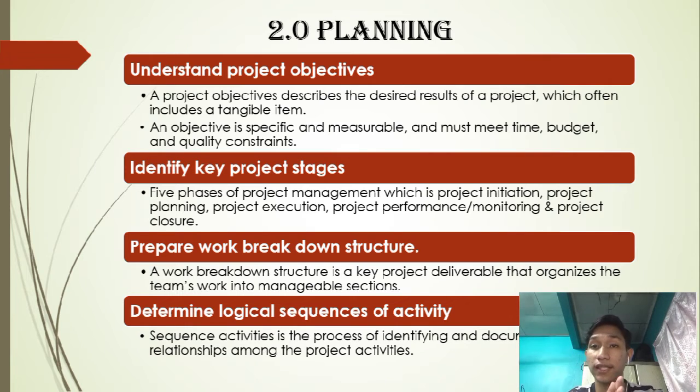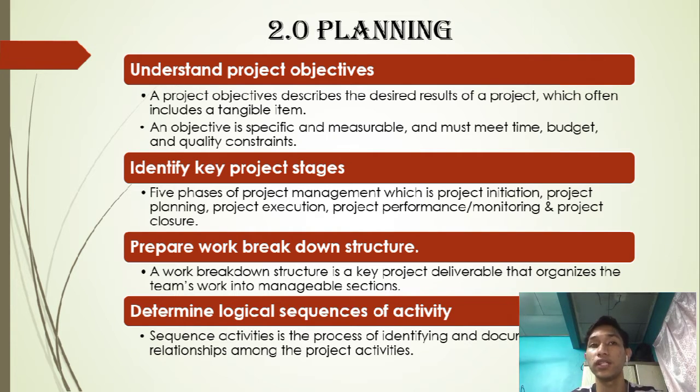Okay, for the next is planning. First of all, we need to understand the project objective. They must be specific and measurable and must meet time, budget, and quality constraint. Okay, for the next is identify the project stage. There are 5 phases of project management, which are project initiation, project planning, project execution, project performance, and project closure.